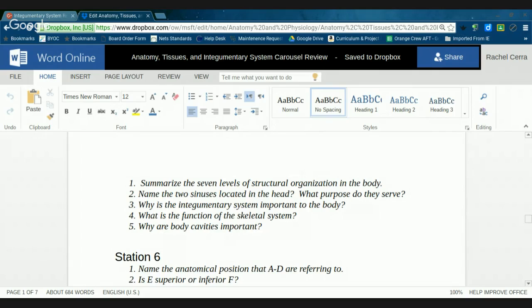Number 5, why are body cavities important? They're there to help protect your internal organs. So they help with all of that.